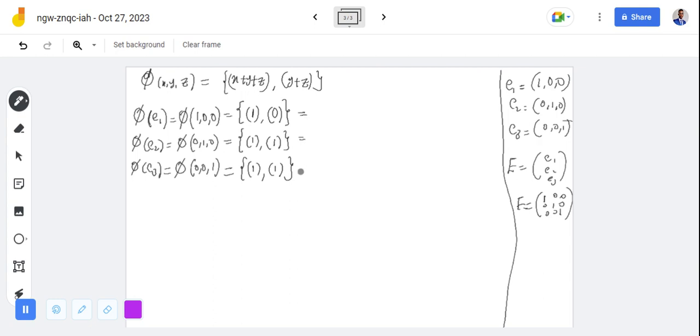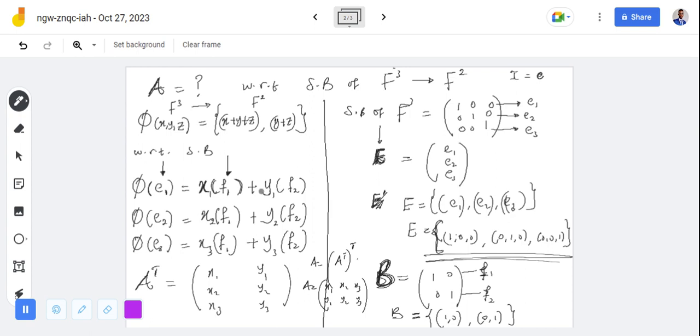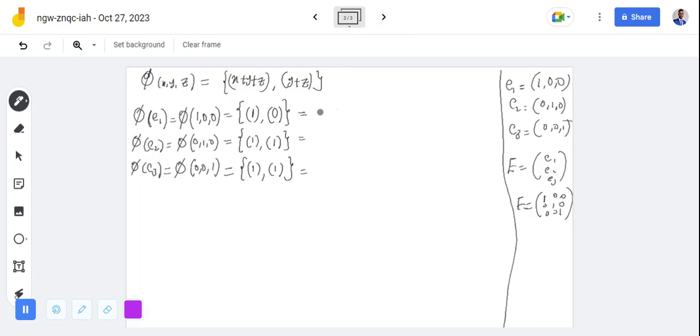Please follow this. You see the way I'm doing it step by step. So remember that this phi of E1 is equal to this expression that I told you about. We have our F1 here, we have our F2 here, parallel like that. Then we have X1, Y1, X2, Y2, X3, Y3. Do you understand that logic? So that's how it works. So that's what I want to do here now.